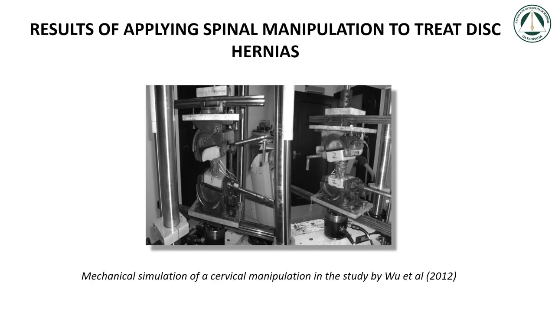Wu et al., 2012, studied changes in intradiscal pressure in cadavers in the C3-C4, C4-C5, and C5-C6 discs, using micropressure sensors, during the different stages of a cervical manipulation. They studied 5 different cervical positions: extension 20 degrees, extension 10 degrees, neutral position, flexion 10 degrees, flexion 20 degrees, and 3 different turning times: 0.06, 0.11, 0.16 seconds.